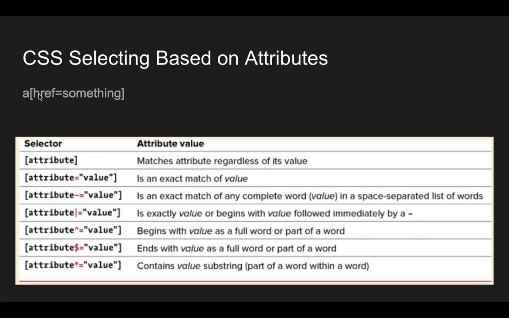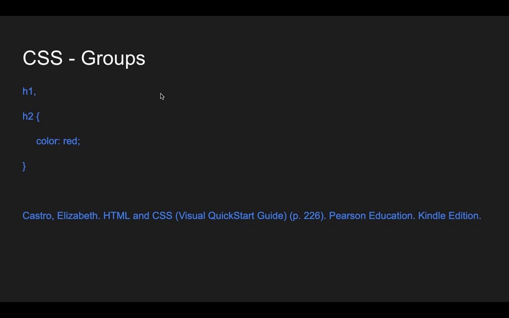Your typical way you'll see this used is you'll see the tag name itself, bracket, the name of the attribute, in this case href, equals something, and then closing it off with a closing bracket. All right, so now you get into CSS groups. So you can comma separate your tags.